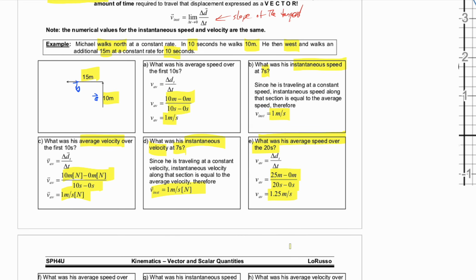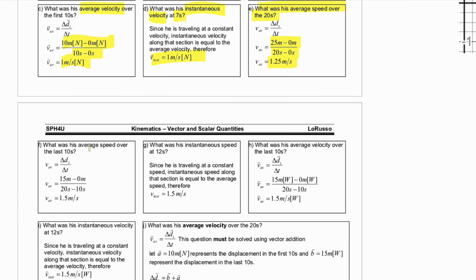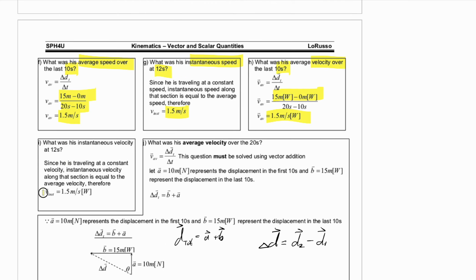Now let's focus on the second leg. Okay, so then in the second leg, the average speed over the last 10 seconds: Buddy traveled 15 meters in 10 seconds. So that's an average speed of 1.5 meters per second. So the instantaneous speed at 12 seconds, well, it's going to be the same thing because we're at a constant rate in section B. That's 1.5 meters per second. Average velocity, same deal, but this time it's got direction. And the instantaneous velocity, same deal, because it's a constant rate and in the same direction.